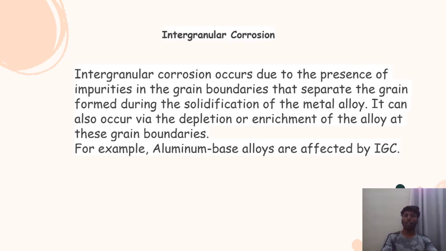Now, the third one is intergranular corrosion. Intergranular corrosion occurs due to the presence of impurities in the grain boundaries that separate the grains formed during the solidification of the metal alloy. It can also occur via the depletion or enrichment of the alloy at these grain boundaries. For example, aluminum-based alloys are affected by IGC.